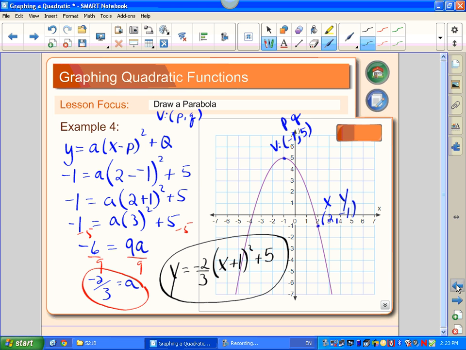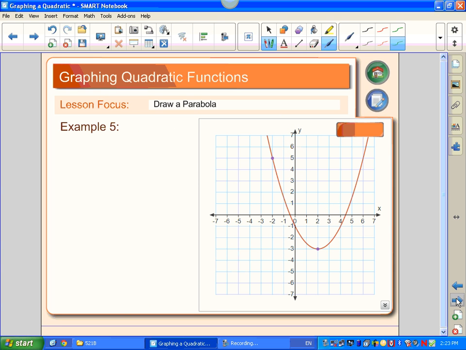Does that make sense? It looks like it's a little bit wider. How do I know that? Well, if it was just a x squared, my points would be here and here, and then I'd have a point here and here. So we know that it has to be a fraction between 0 and 1. It is a negative, which means it opens down. So we need to take that information and use it to estimate if we're correct or not correct. This one's very similar. Give this one a try.